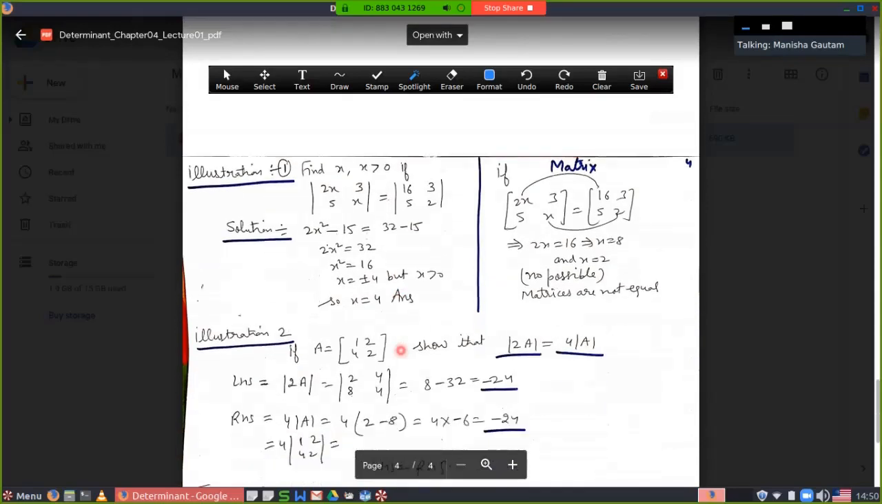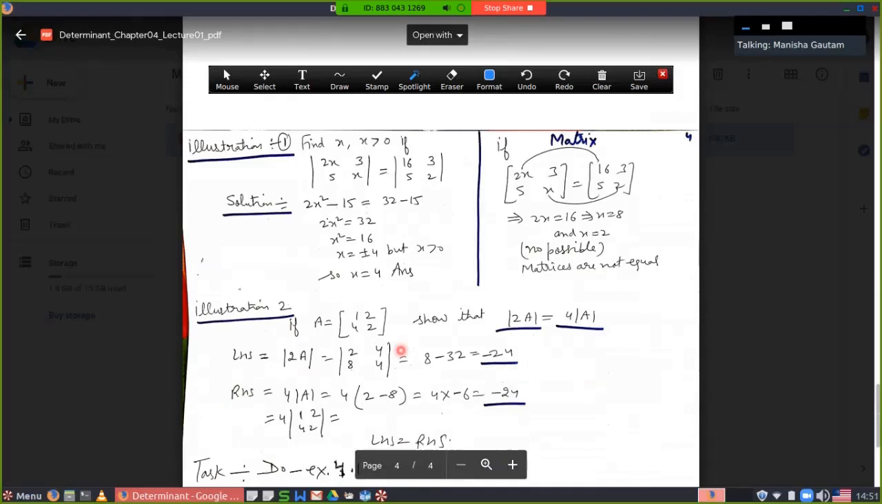Now a few illustrations are there which will differentiate matrix and determinant and show how to solve determinant questions. First illustration: find the value of x where x is greater than 0 if the determinant of this is equal to the determinant of this. When two determinants are equal, you have to first cross multiply them, then equate them. 2x into x, 2x square minus 15 is equal to 16 minus 15. Now simplify it. x square is equal to 16 and x is equal to plus minus 4.